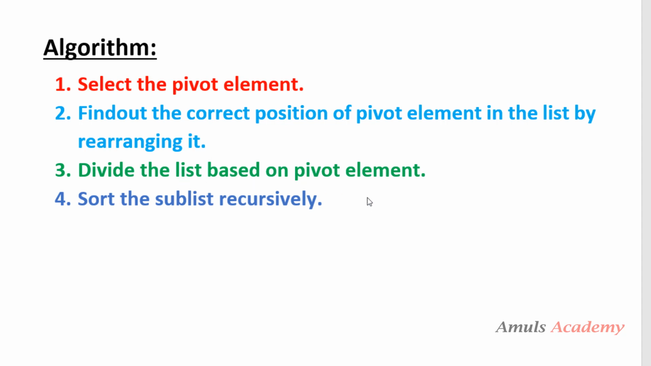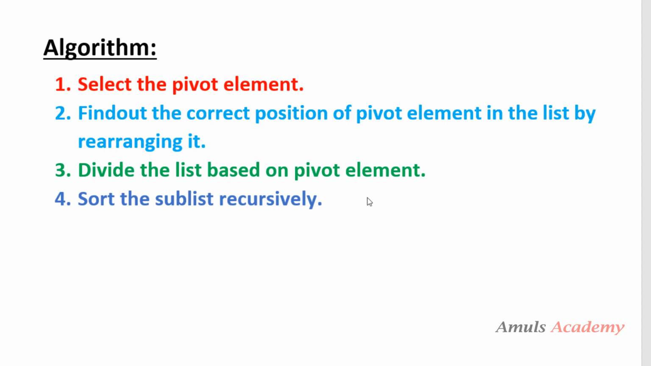The next step is to divide the list based on the pivot element. Once we find the original place of the pivot element, we'll divide the list into a left sublist and a right sublist. The next step is to sort the sublists recursively. We'll use the same steps to sort the sublists: we take the pivot element and find its correct position, and we do it recursively. So these are the steps.